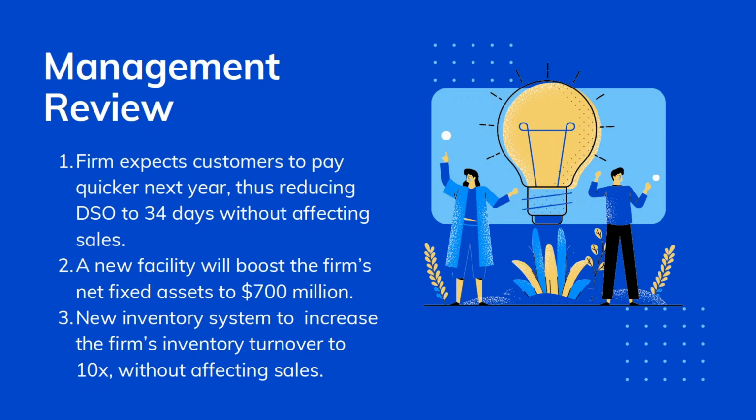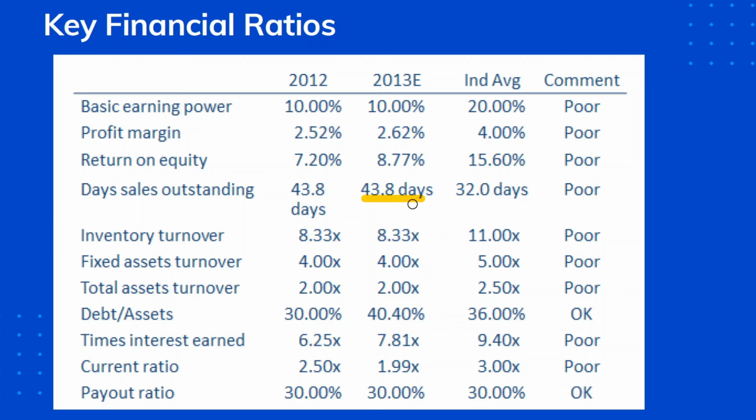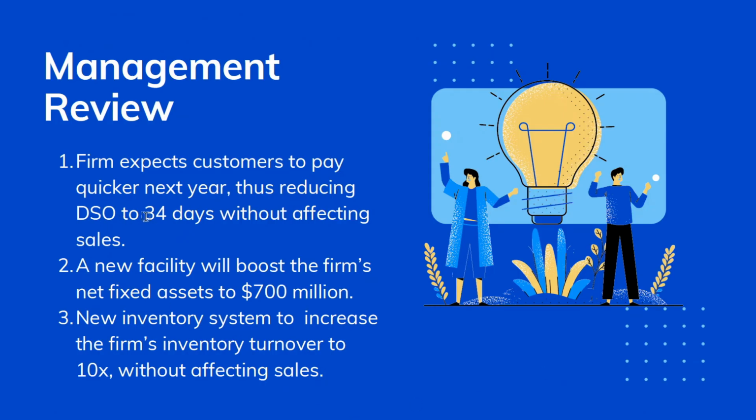Based on the initial forecast of the financial statement, the management has sat together and reviewed some of the numbers and implied operating situations. First, what if we expect that the customers will pay quicker next year? Based on a calculation of days sales outstanding, we forecast that the firm will take 43.8 days, or 44 days, to collect cash from the customers. The management suggests, can we do it within 34 days? If that's the case, what would be the improvement that we're going to see?